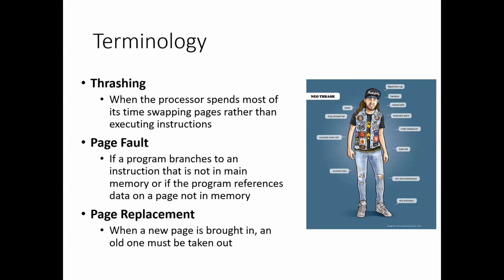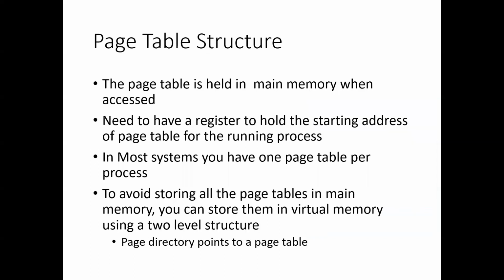A page fault is if a program branches to an instruction that's not in main memory, or if the program references data on a page that's not in memory and you have to bring it in. And page replacement is when a new page is brought in, you need to take out an old one. So which one do you take out?